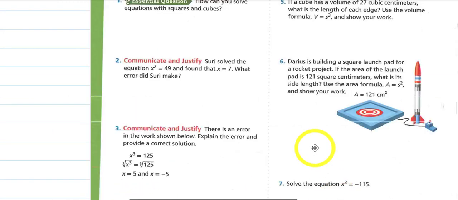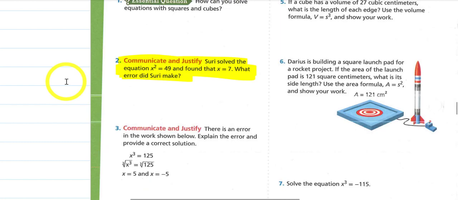All right, so take a look here at question number 2, where it says Suri solved the equation x squared equals 49 and found that x equals 7. What error did Suri make? So please pause the video, see if you can answer that question, and then come back and check your result.